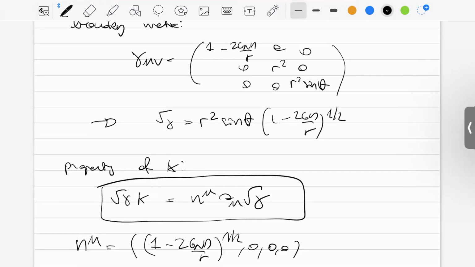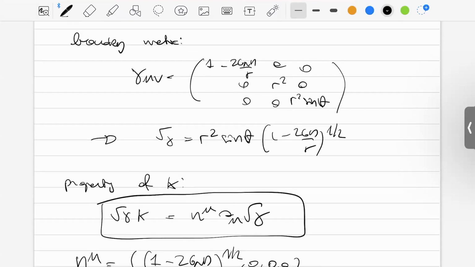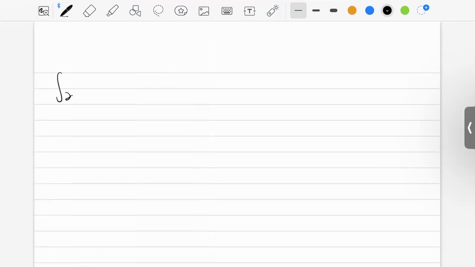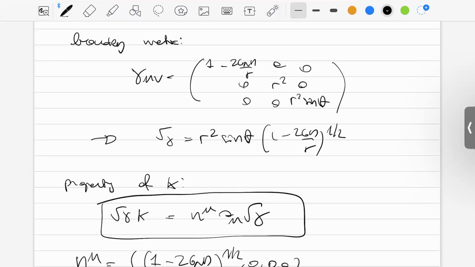Yeah, so this is now the normalization of the unit vector for the Schwarzschild background. So if you now plug everything together, then we have d^3x square root of gamma k. Sorry for the interruption. Yes, okay. Should the normal vector be 1 minus 2GM over r to the power minus 1/2, not 1/2?